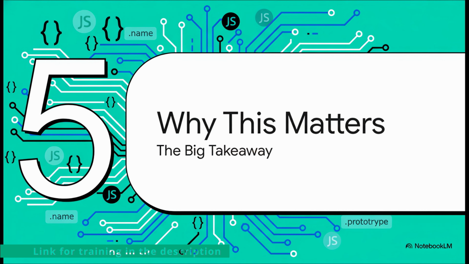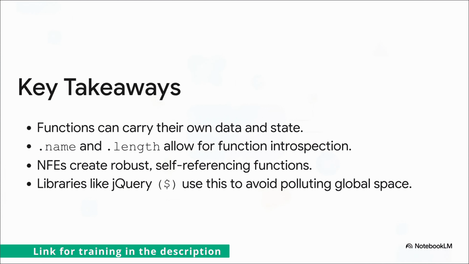So what's the big picture here? After all this, why should you care that functions are actually objects in JavaScript? Well, it matters because this idea lets us write code that's cleaner, more powerful, and way more organized. It means our functions can carry their own data. It means we can look inside them with .name and .length. We can build rock-solid recursive functions with NFEs.